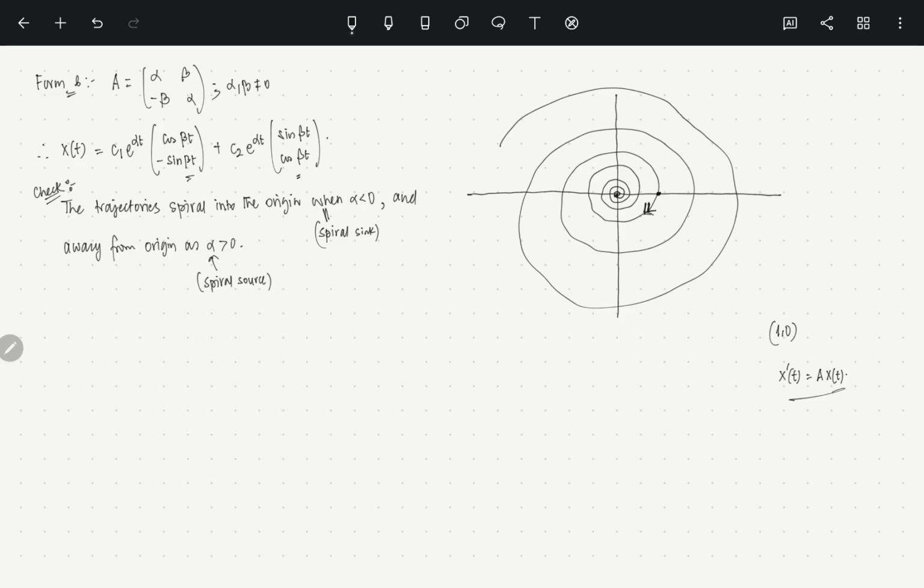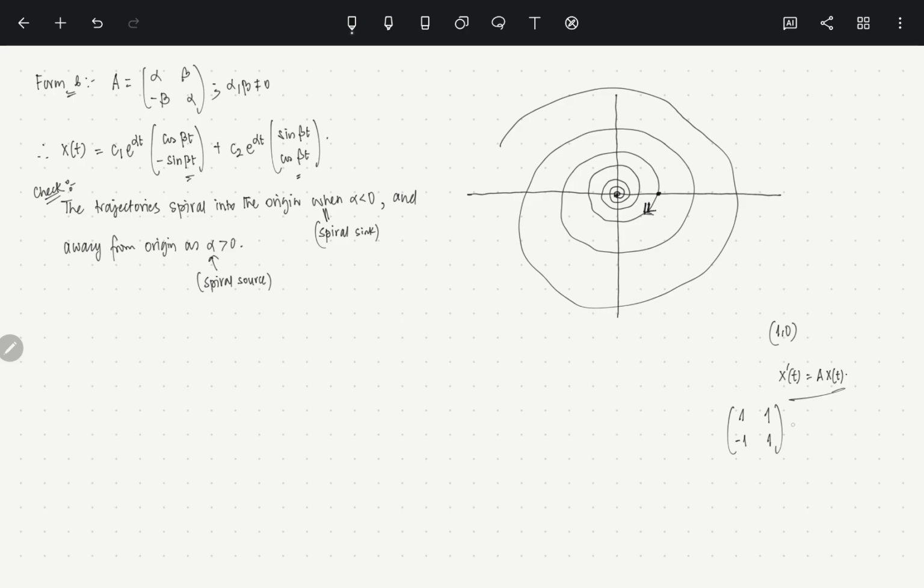Let's say that the matrix is this one, and let's say alpha is 1 and beta is 1. So this is one form. This is the matrix for which alpha is negative. Let me give you an example of how to calculate this. So that's your A.